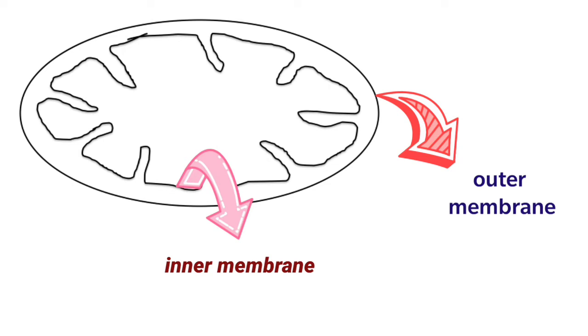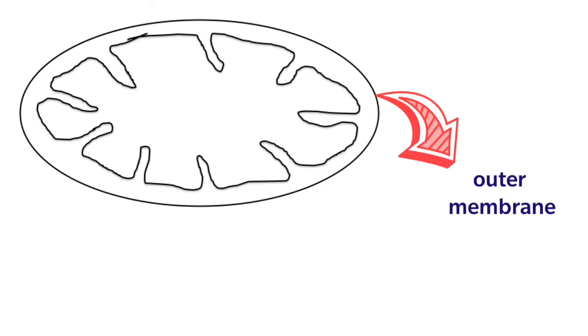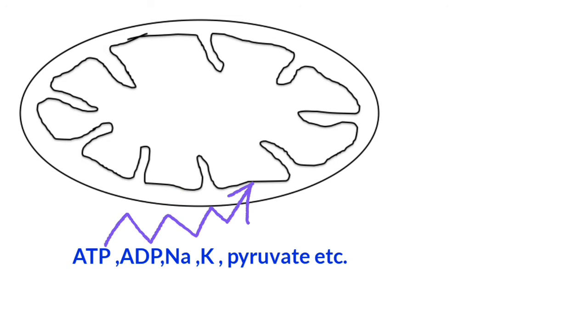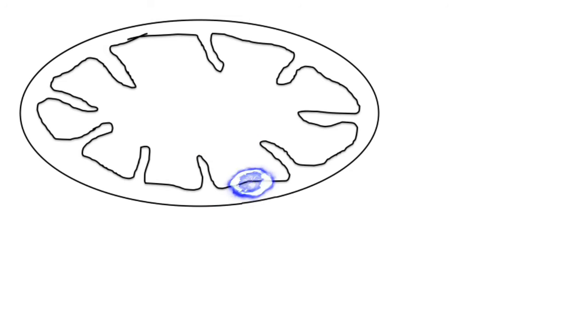Outer membrane is a simple structure which contains special pores. Because of these, it is permeable to small molecules and ions. Coming to the inner membrane, it is impermeable to most small molecules and ions, including protons, ATP, ADP, pyruvate, etc., and also sodium and potassium. Therefore, specific transporters are required to move protons, ions or molecules across the inner mitochondrial membrane.